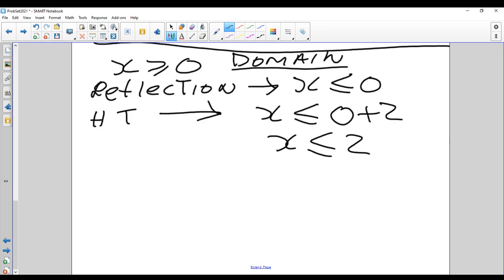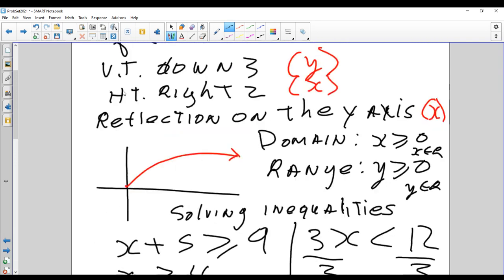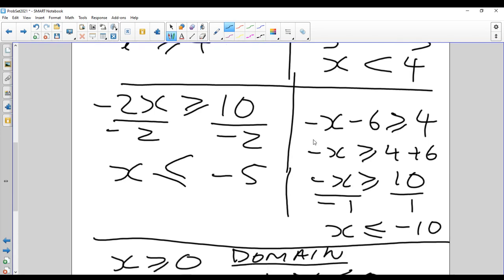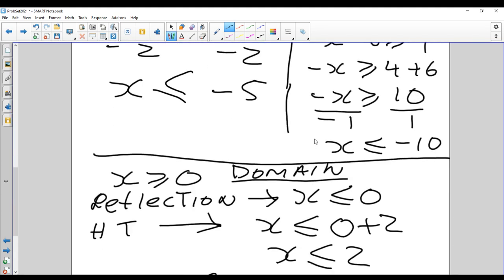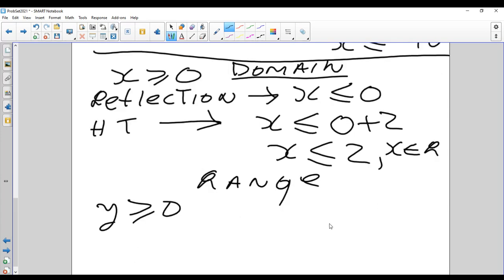Let's get to the range part of this now. My range used to be y is greater than or equal to 0. That's what you told me at the very beginning when we were doing this. The range was y is greater than or equal to 0. By the way, yes, before Che reminds me, it's not just this, it's x is all real numbers. But let's get to the range. And the range used to be y is greater than or equal to 0.